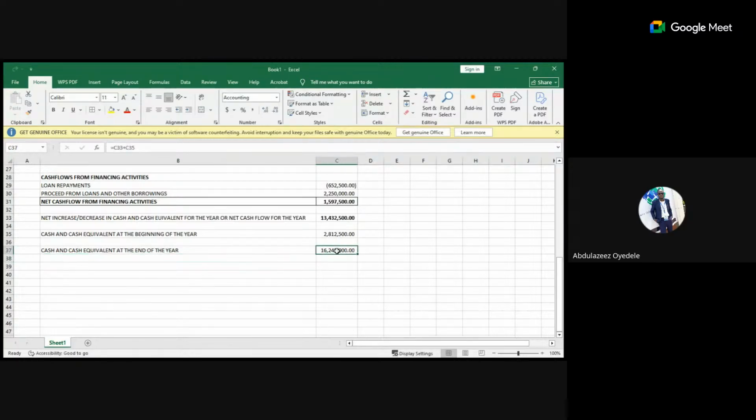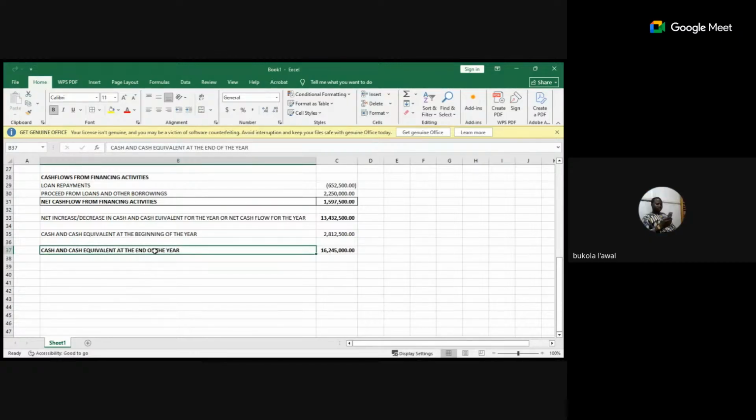So if you go and check the question, is this the same figure that we have in the question as cash and cash equivalents at December 31, 2015? Yes, it's the same figure. So that is 16245. That is one thing about cash flow statements: as you prepare it, your judgment is there for you to see whether you are correct or not.